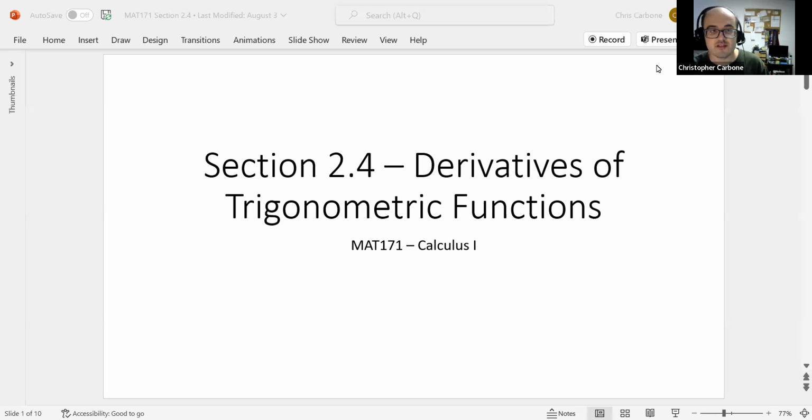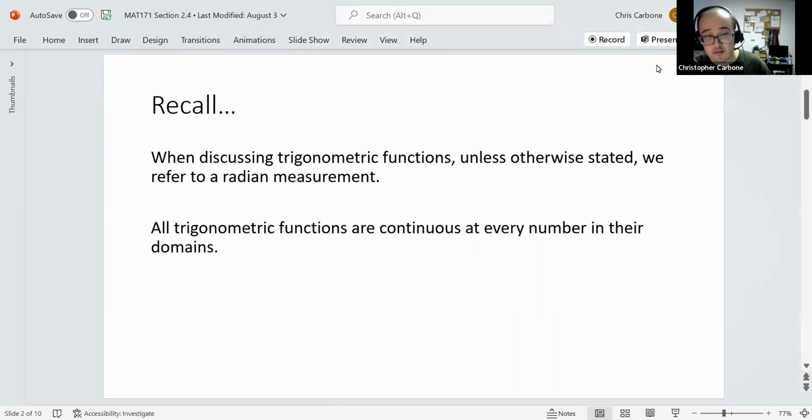Hello and welcome to section 2.4, Derivatives of Trigonometric Functions. When discussing these trigonometric functions, unless otherwise stated, we refer to a radian measurement, and all trigonometric functions are continuous at every number in their domain.